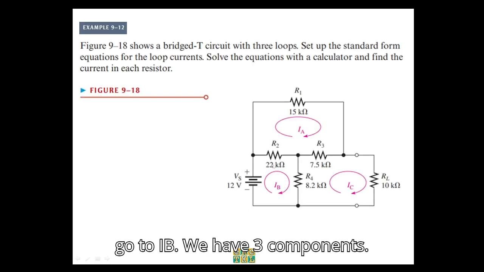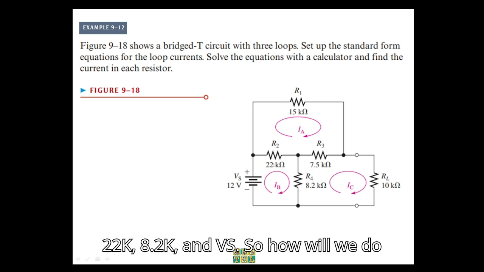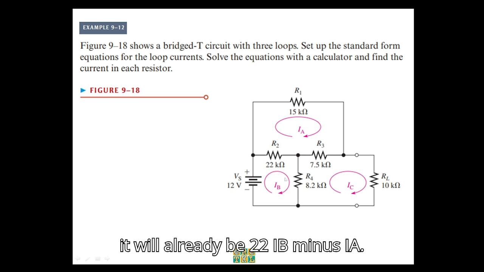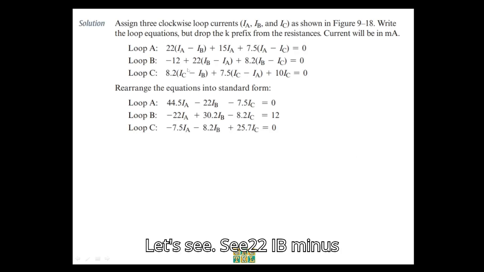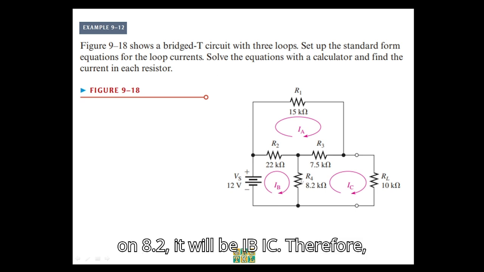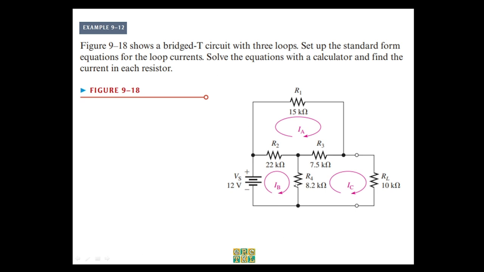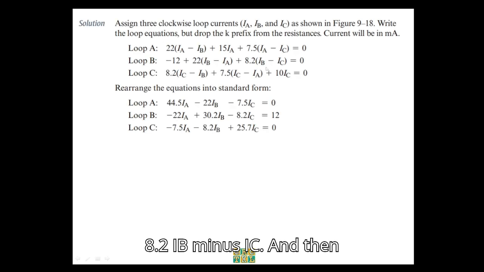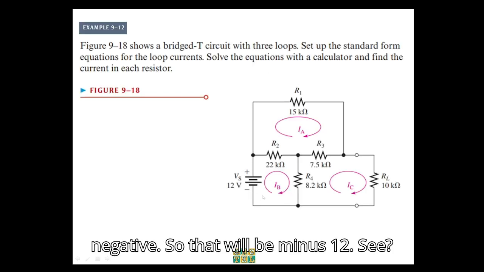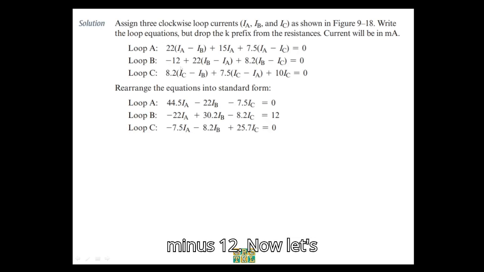Now, let's go to IB. We have three components, 22K, 8.2K, and VS. So, how will we do it? Let's start with the 22K. In the 22K, it will be 22 open parenthesis IB minus IA. And then, on 8.2, it will be IB and IC. Therefore, 8.2 open parenthesis IB minus IC. And then, here, if you go clockwise, you will enter the negative terminal. So that will be minus 12.